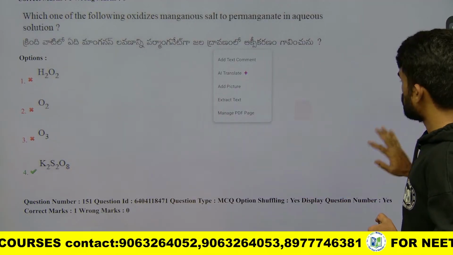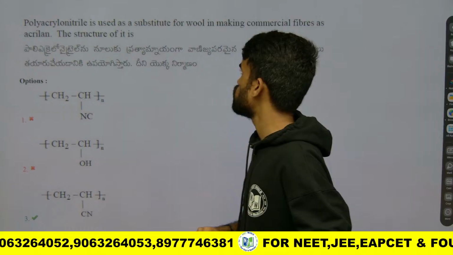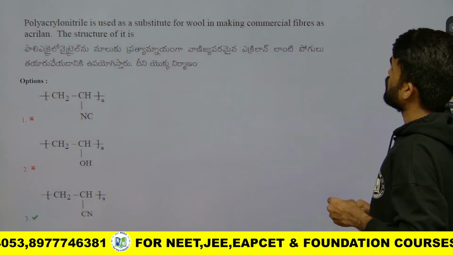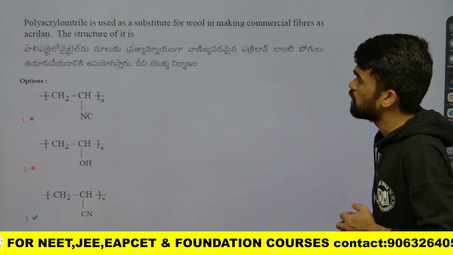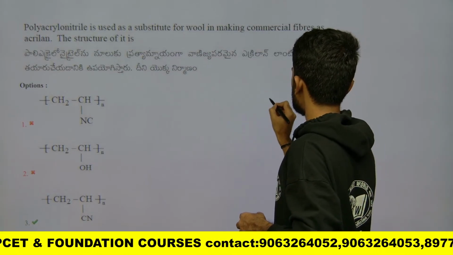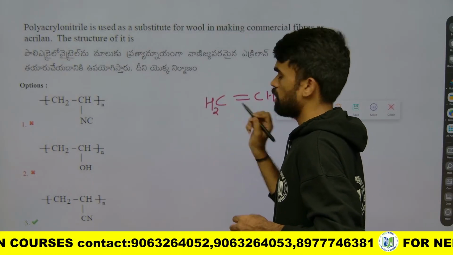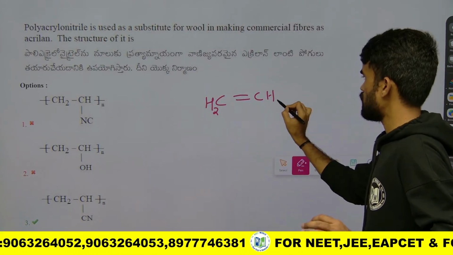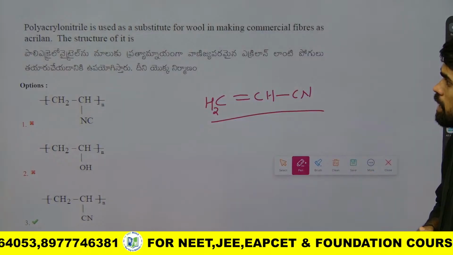Okay, then next, here we have PAN, polyacrylonitrile, used as a substitute for wool in making commercial fibers as acrylon. What is the structure of it? You know ethene, right? So write this ethene. If we write 2 hydrogens we will say ethene, but remove that hydrogen and replace it with cyanide. So this is the monomer unit of this PAN, polyacrylonitrile.